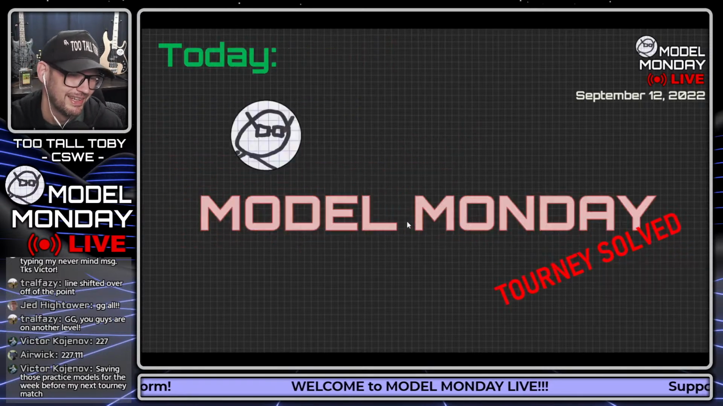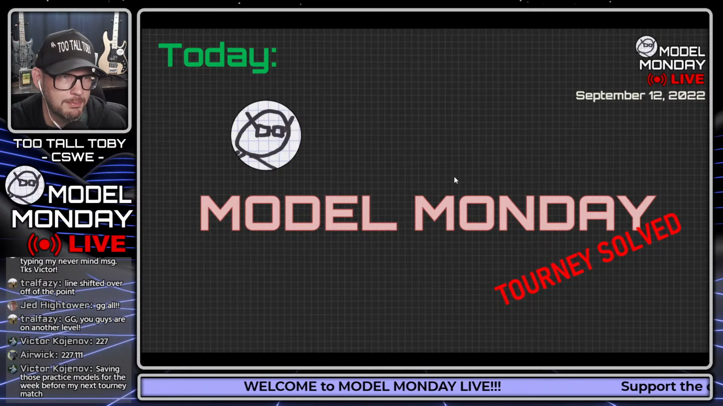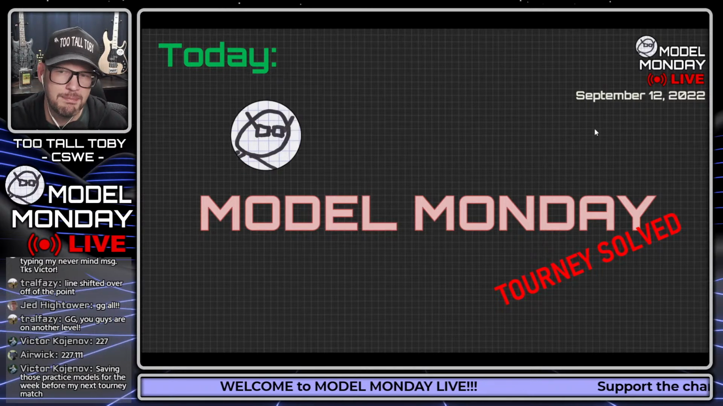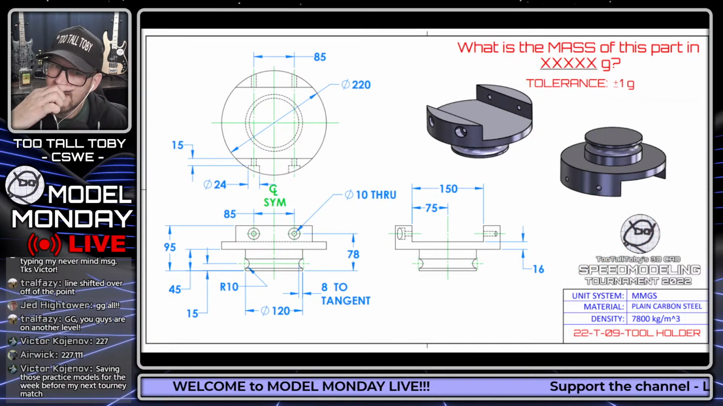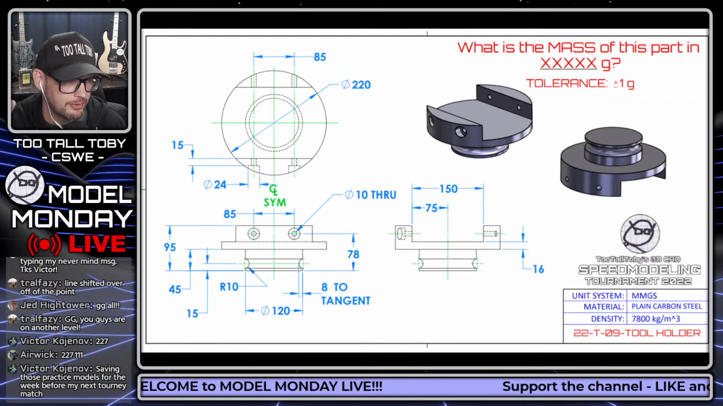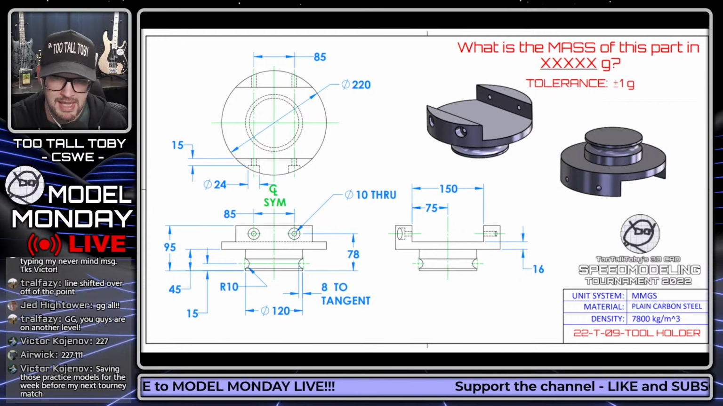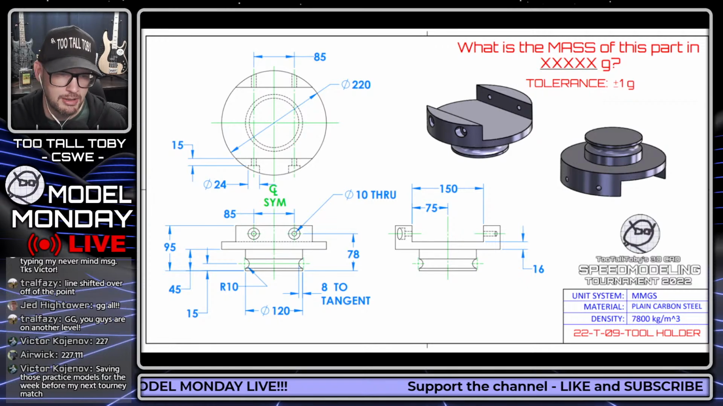Alrighty, let's do one more Model Monday tourney solve here before we run out of time. So this is going to be another example of you kind of looking over the shoulder of a SOLIDWORKS expert. This one here is called Tool Holder. This is a challenge that we had for some of our participants during the tournament. And you can see here it's in MMGS, plain carbon steel, and it has 7,800 kilograms per cubic meter.